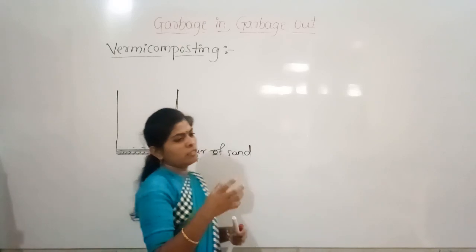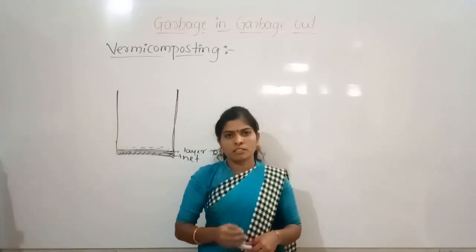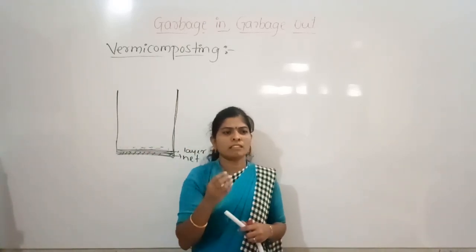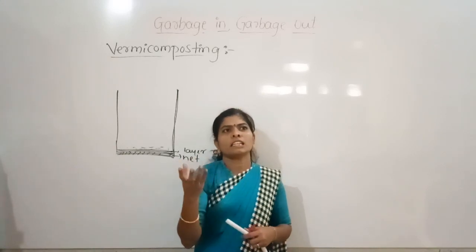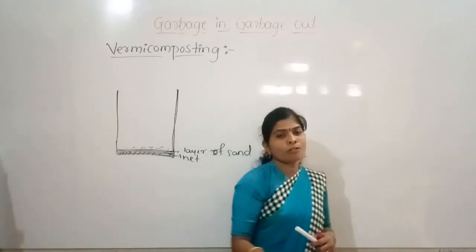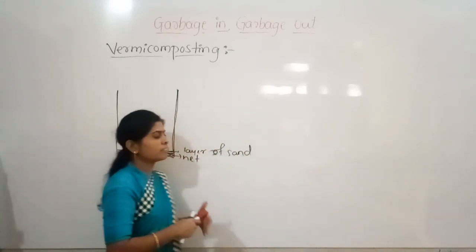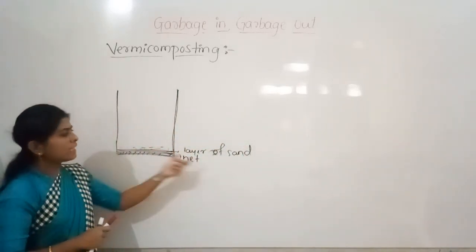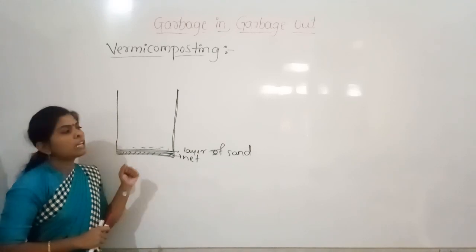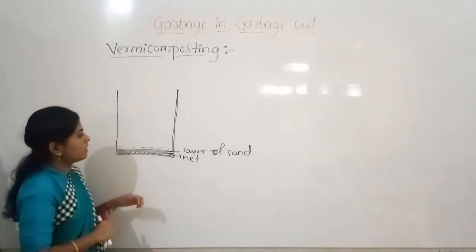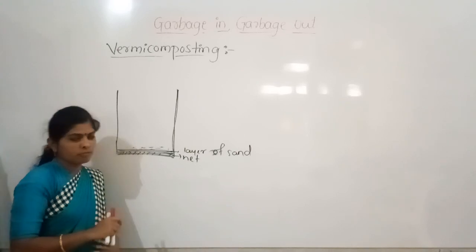Take the vegetable waste, some kitchen waste. You can add rice, or you can take some peels of fruits or vegetables and the other waste which is there, so that you spread it on the layer of sand. And then you can also use some other kitchen waste.